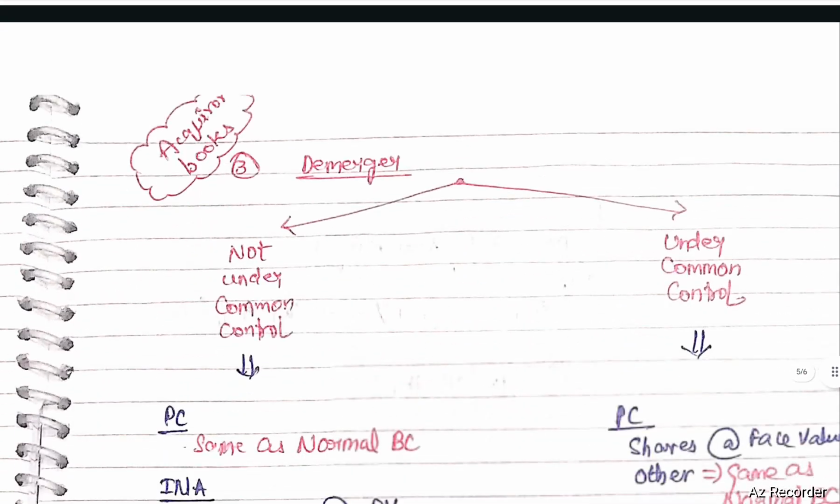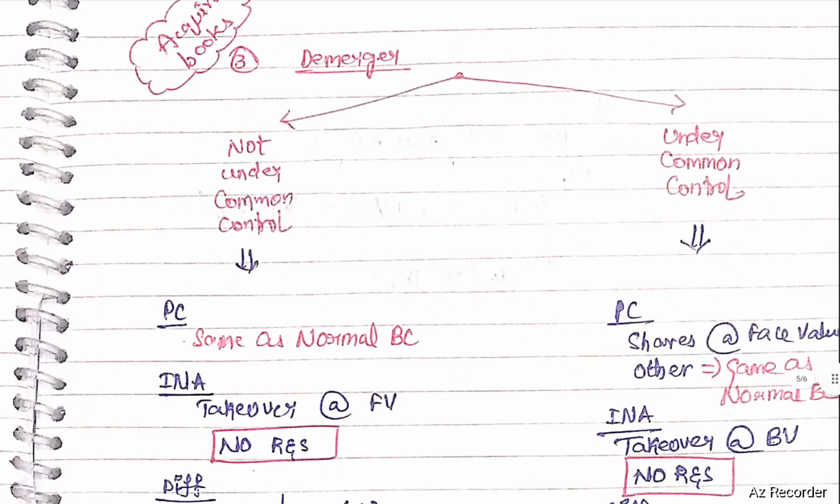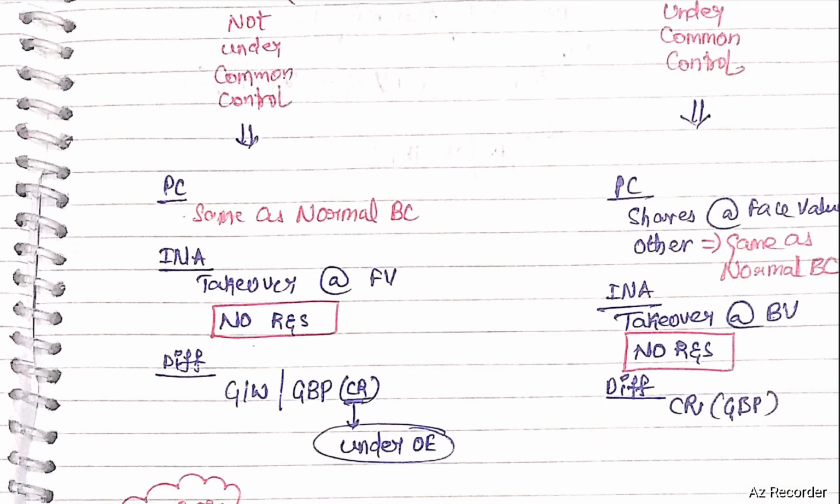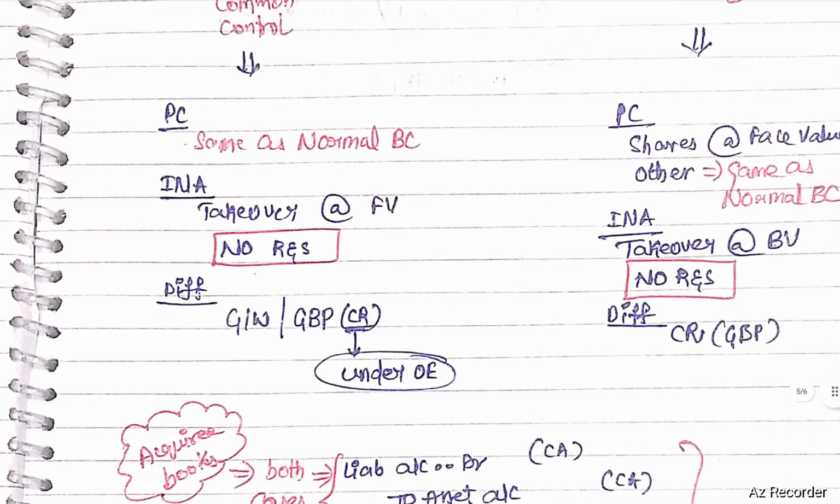Next, demerger. In the books of acquirer, there are two types: not under common control, under common control. Under not under common control, PC calculation is same as normal business combination. INA, identifiable net assets, will be taken over at fair value. No reserves and surplus will be taken over. Difference, goodwill or gain from bargain purchase. Gain from bargain purchase means capital reserve shown under other equity.